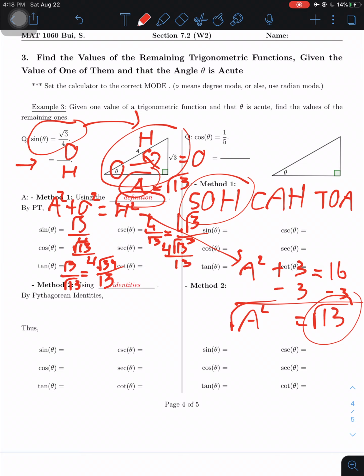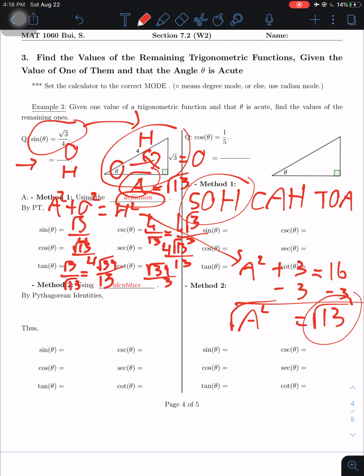And lastly, we have square root of 39 divided by 3. Okay, please double check my answer, and if any of these are wrong, let me know. Or if you have any questions on any of these, I should say, just let me know, hit me up. All right, that's the first method. We call it the definition method.